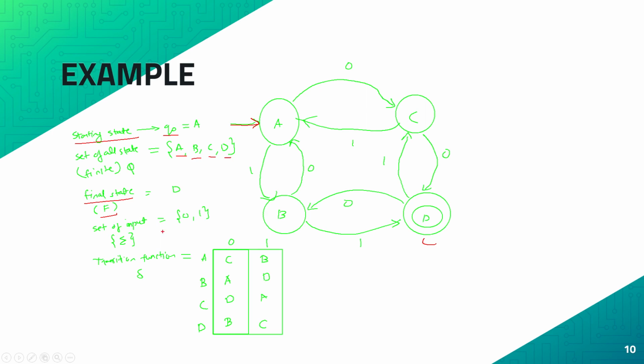And then we have the set of inputs. What are the inputs over here? External inputs 0 and 1. So 0, 1, you represent it using sigma. And then finally we have got our transition function. We represent it using del, and this is based on the external input and the current state, which state we are going to transit into. So this is the transition function.